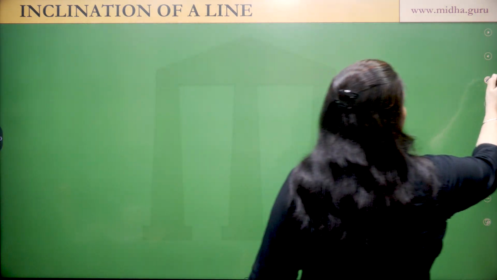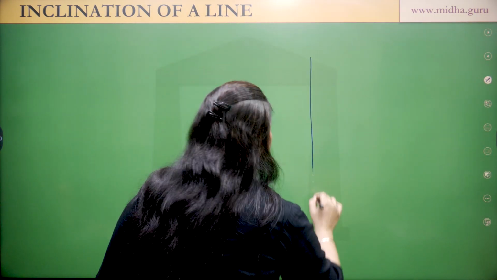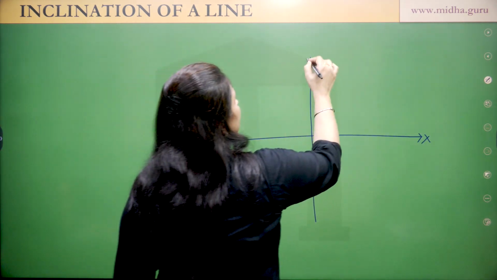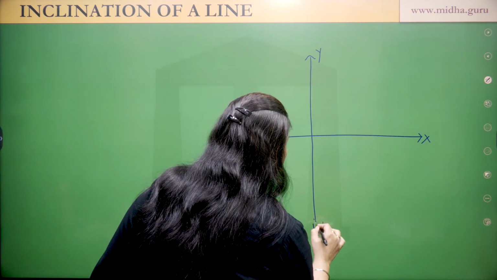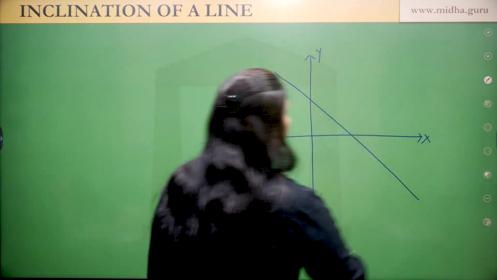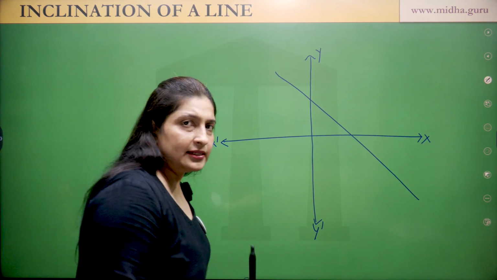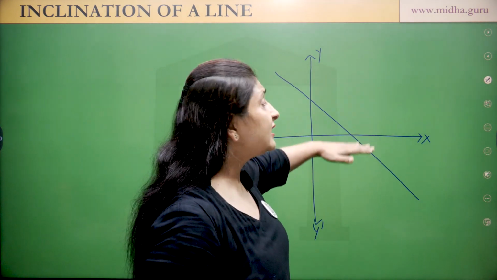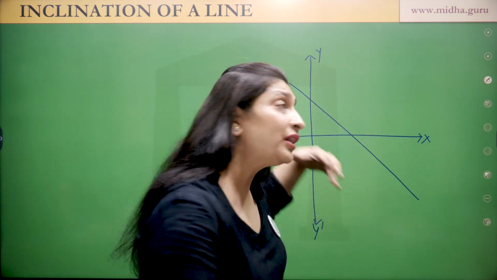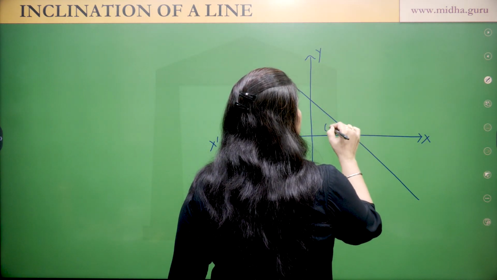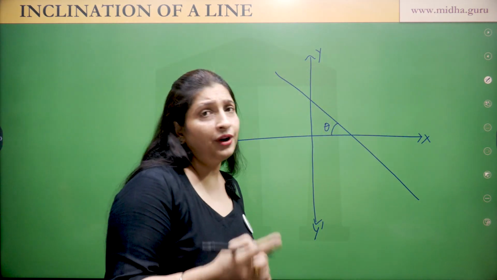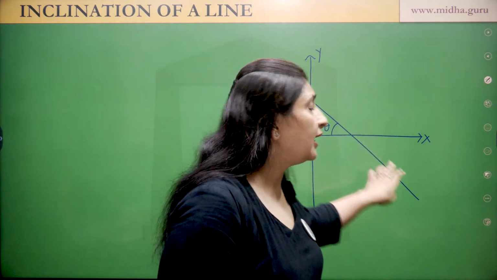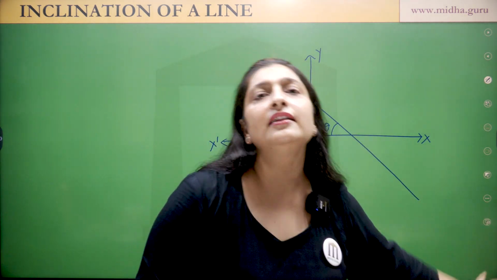Now, if this is a Cartesian plane, this is the x-axis, this is the y-axis, and this is the line. As the definition says, it is the angle which the part of the line above the x-axis is making with the x-axis. So this is theta. This is the inclination which we represent as theta. So this theta is the inclination of this line.